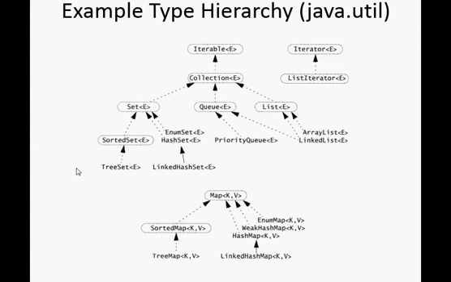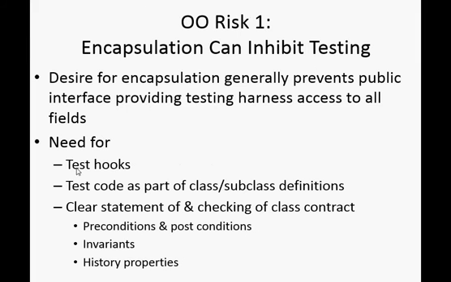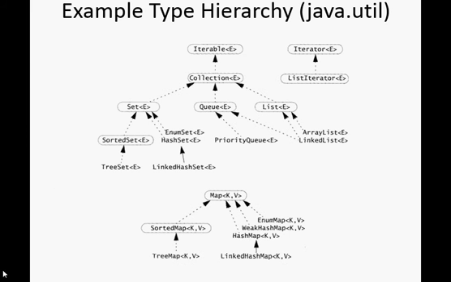Encapsulation, ladies and gentlemen, the fact that we can't reach inside an instance willy-nilly puts in place a need for certain types of test conventions or disciplines, including test hooks, incorporating test code into a class rather than external to it, and a clear statement of class contracts.